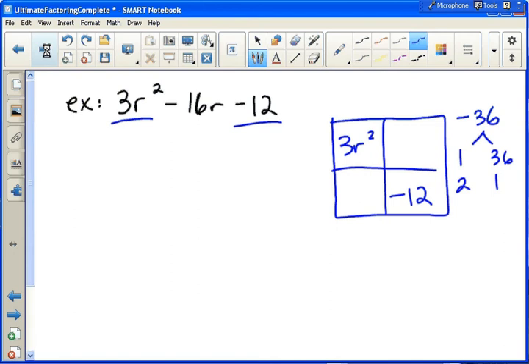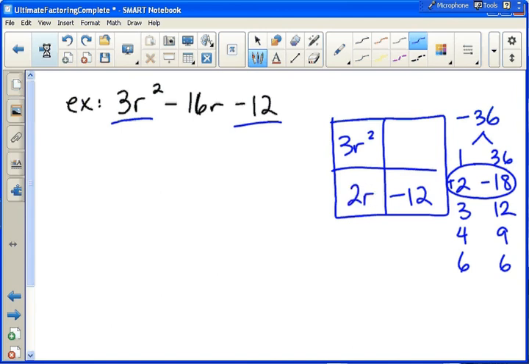And there's lots of different factor possibilities for 36. We need to figure out which one can give us a negative 16. So it appears that 2 and 18 can do that for us. So we need to think about the signs. 2 and 18, to make a negative 16, it would be a positive 2 and a negative 18. So I put a positive 2r and a negative 18r in my boxes.